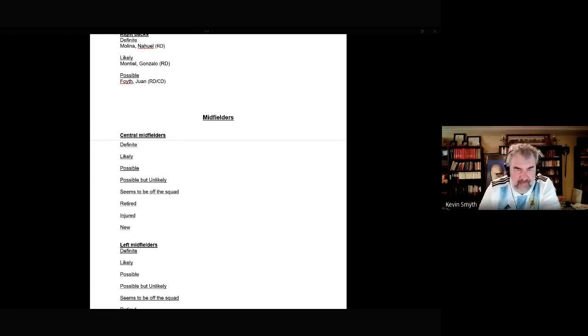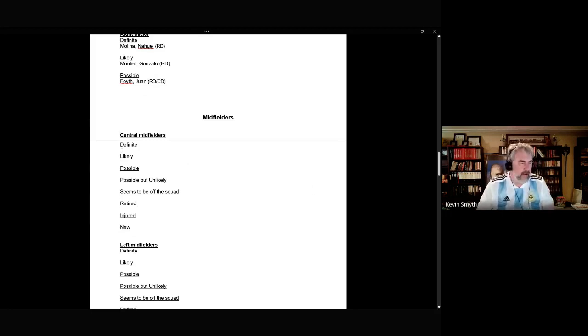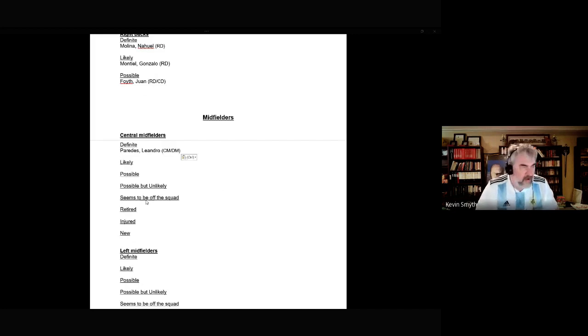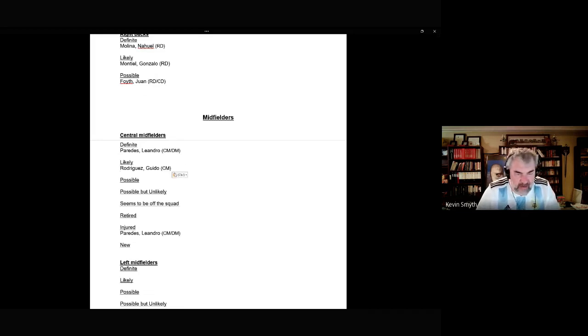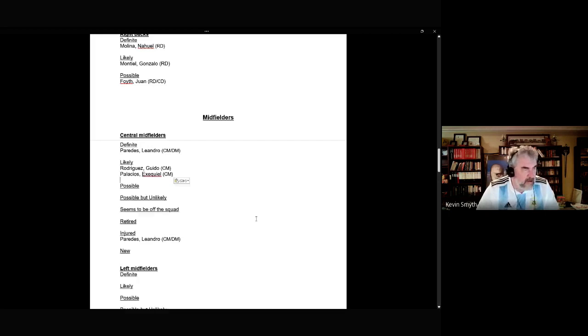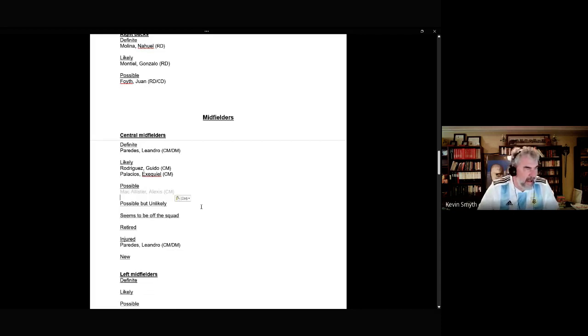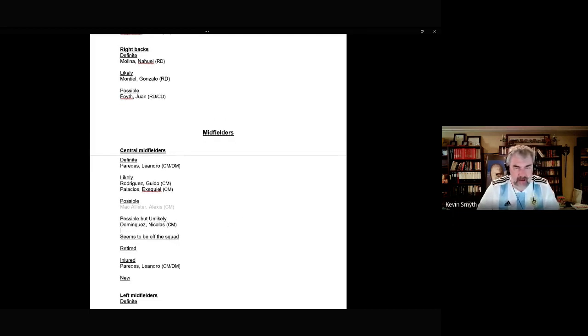So we begin with a definite candidate in Leandro Paredes, but he is injured, so we have to also put him on the injury list. And in fact, he's at risk of not coming back, but we'll talk about that. We have as a likely candidate Guido Rodriguez and Ezequiel Palacios as likely also. And then Alexis McAllister, kind of new to the squad, as a possible candidate, and Nicolas Dominguez as possible but unlikely. So let's go back and we'll talk about Leandro Paredes.